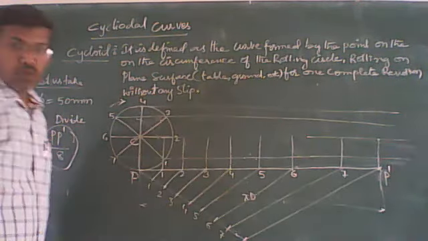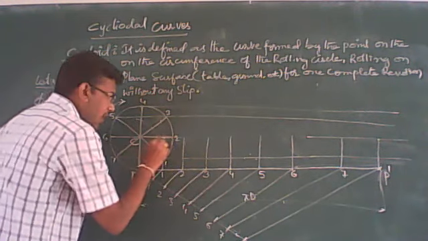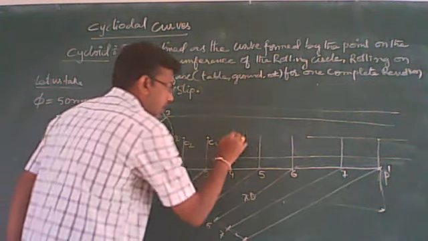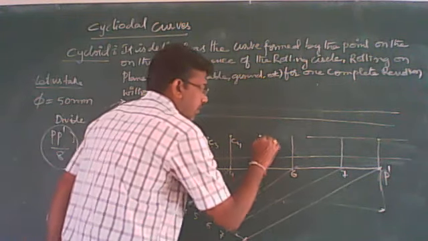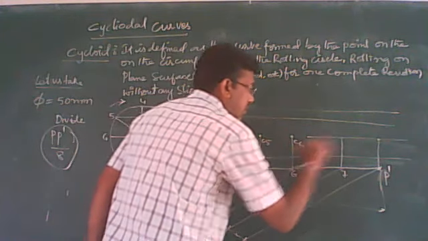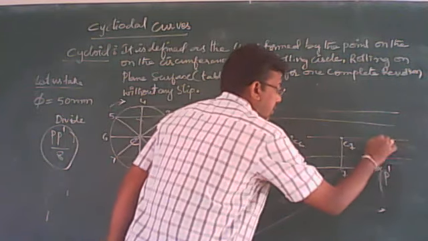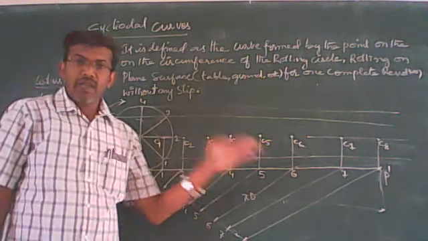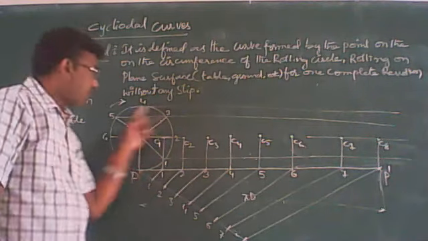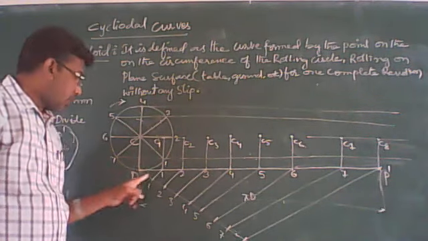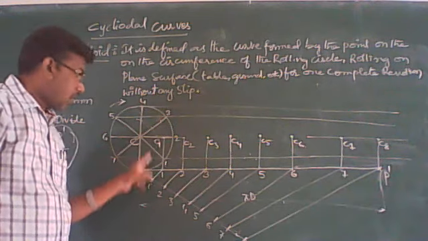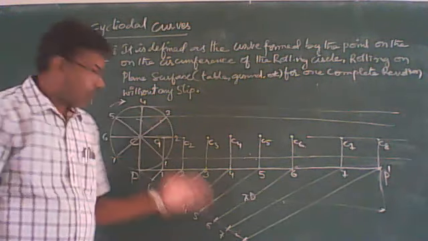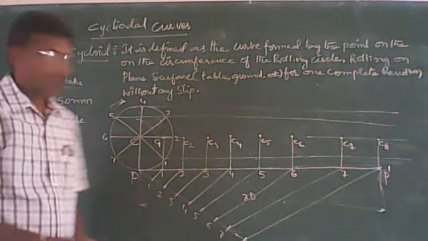Okay, so now name this one as C1, C2, C3, C4, C5, C6, C7, and C8. What are C1, C2, C3, C4 up to C8? These are the centers of the rolling circle with respect to the equal parts, when these equal parts meet the equal parts on the rolling plane, right?